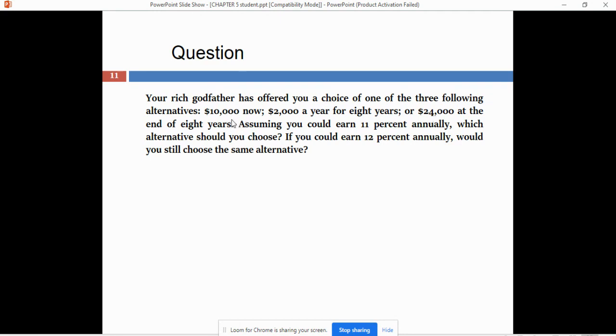So you have three options here, and you are required to do two sets of calculations, one using 11% and one using 12%. And out of all these three different choices, which one will you choose at two different interest rates, right? So class, let me show you the first one, then you can calculate for the one with 12%, right?